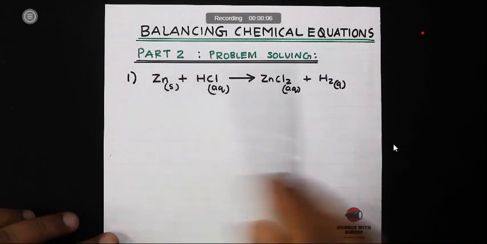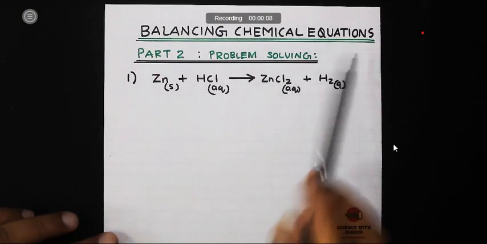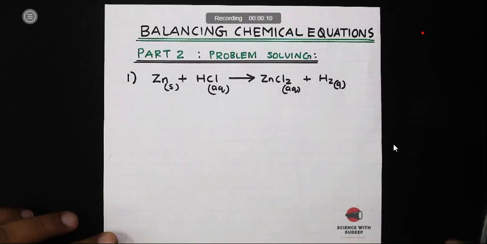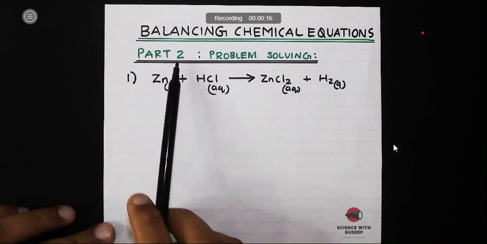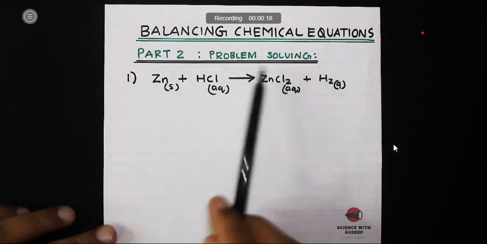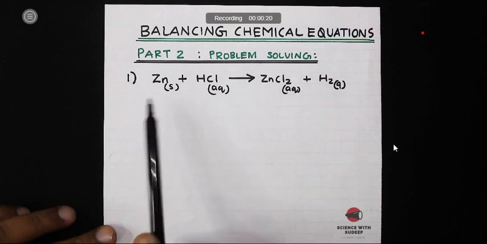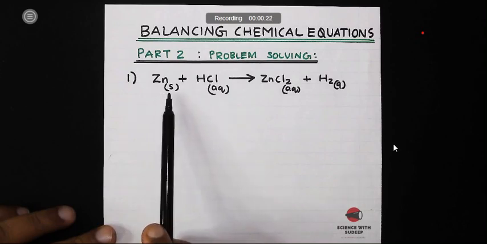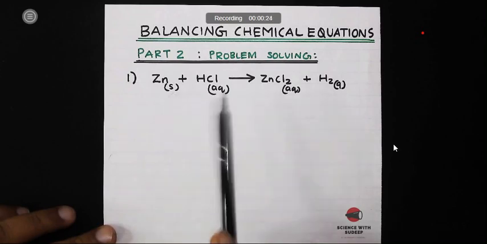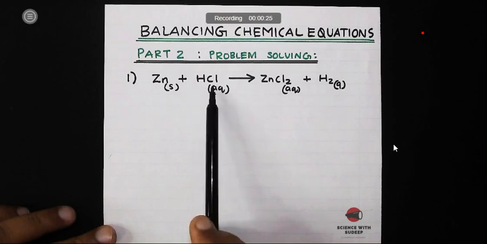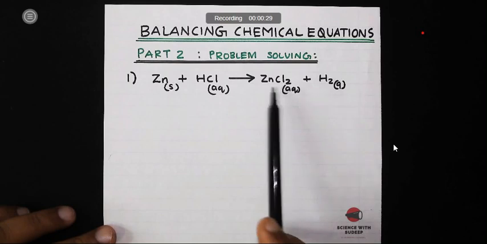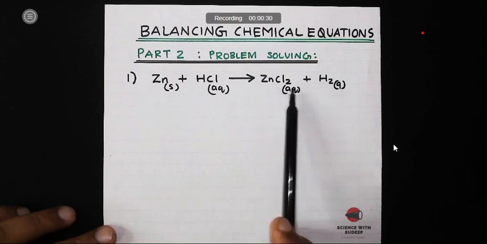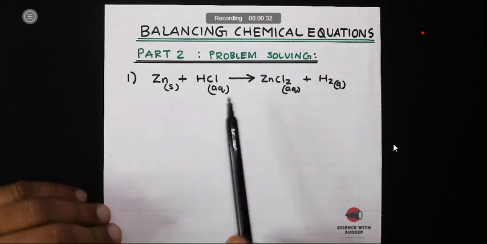Let's continue with balancing chemical equations. In part 1, we have seen how to balance a chemical equation. And here we are in part 2. Let's solve some questions. The first question is a reaction between zinc in solid state reacting with hydrochloric acid in aqueous state. The products are zinc chloride and hydrogen gas.